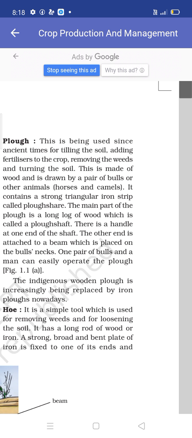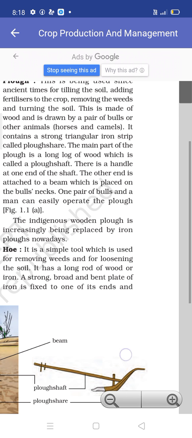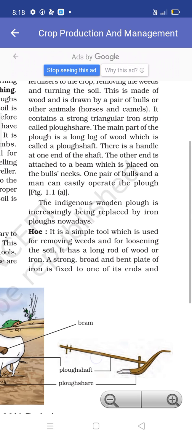It contains a strong triangular iron strip called the ploughshare, which digs the soil. And the main part of the plough is a long log of wood, which is called the plough shaft. There is a handle at one end of the shaft, and you can see that in the image.